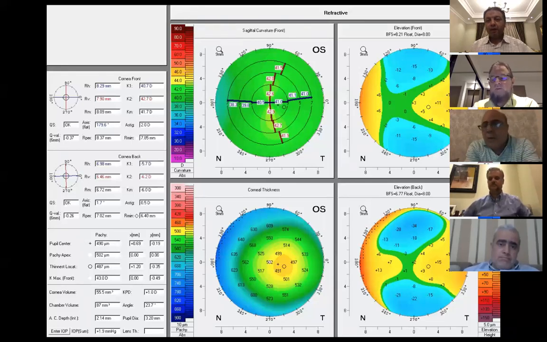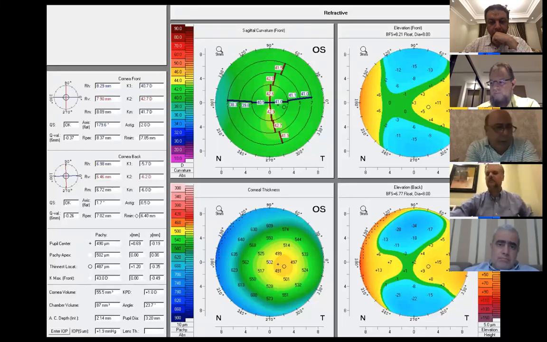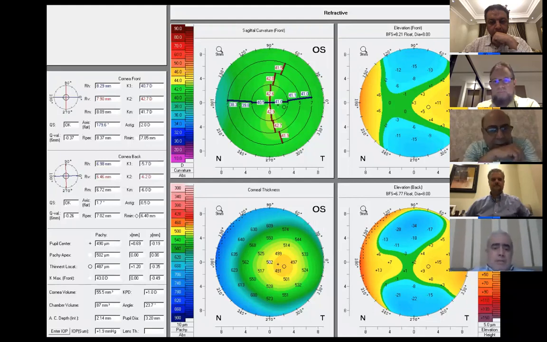I think most premium IOL patients may have dysphotopsia. It differs from one type of lens to another, but some degree of dysphotopsia usually happens. For the other eye, also for the right eye, there is a skewing of the axis, but I think the astigmatism is very little.